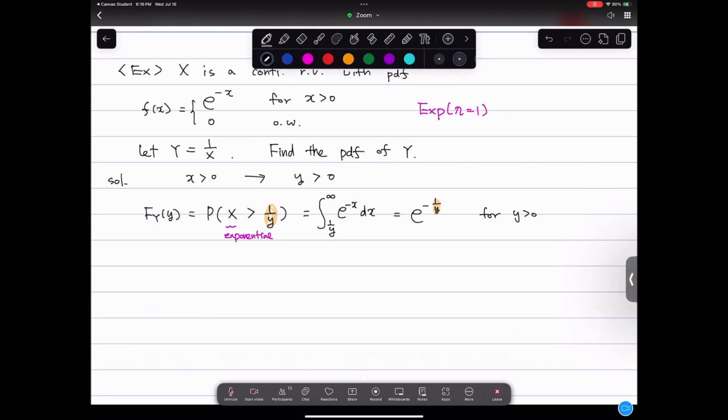So I'm done. I'm ready to get my PDF of y, which is the derivative of this CDF, e to the power of negative 1 over y. So I have to use the chain rule again: e to the power of negative 1 over y, times the derivative of negative 1 over y. So you're getting 1 over y squared for y being greater than 0. So this is it.